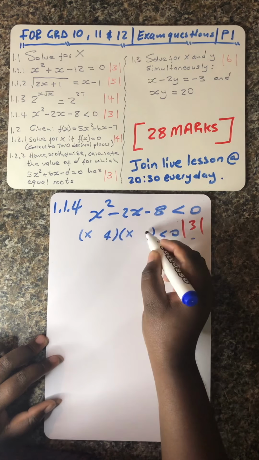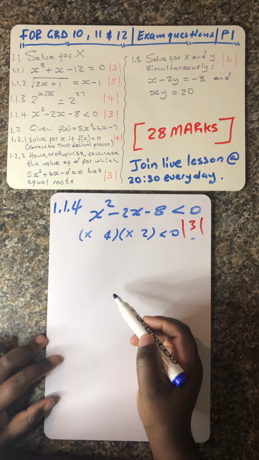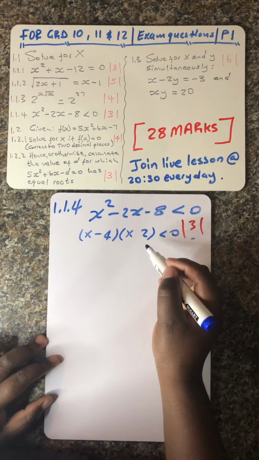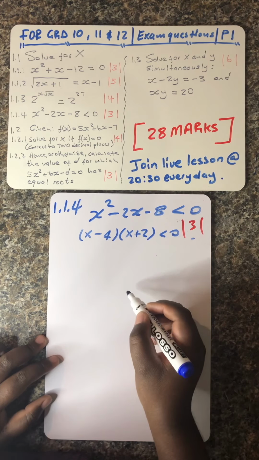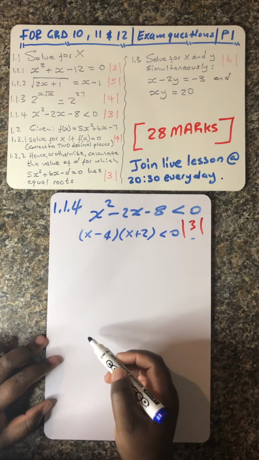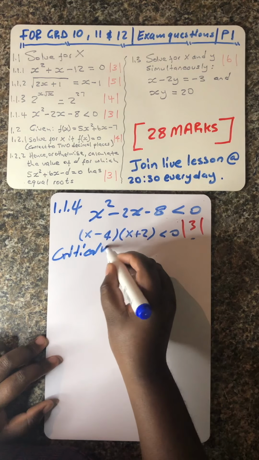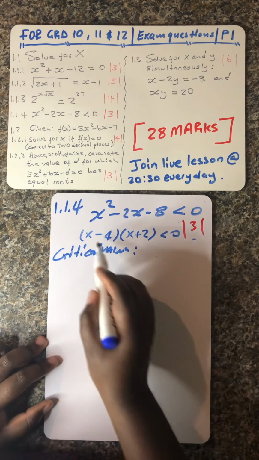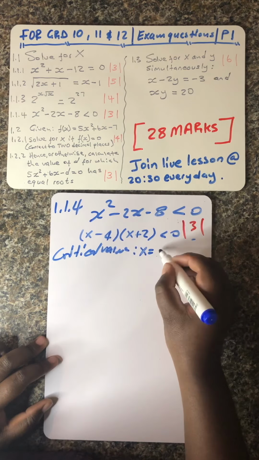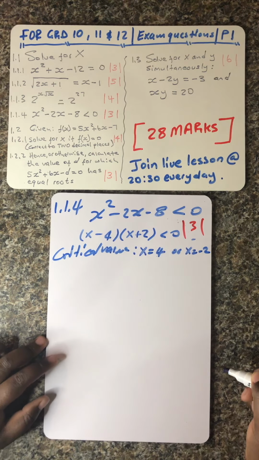You know you've got 4 and 2. When you multiply this by that, it gives you 8. Okay, so again, you obviously know this is a negative sign, this is a positive sign, so that when you say negative 4, positive 2, it gives you negative 2. Okay, so there's something called critical values, guys. Critical values come from your factors. That's where your x is equal to 4, or your x is equal to negative 2.